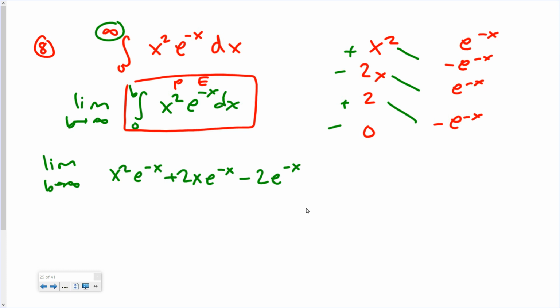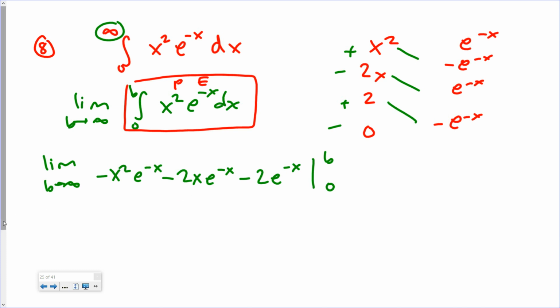I'm so lost. What am I doing? Oh, this is negative x squared. Thank you. Negative x squared, yeah, because this was a negative here. All right, negative x squared e to the negative x, minus 2x, thank you, e to the negative x. Okay, now we're good, right? And we're going to evaluate that from 0 to b. We've already integrated it.